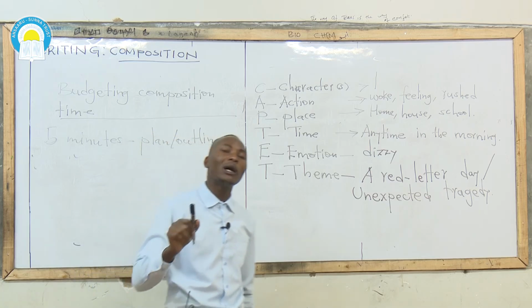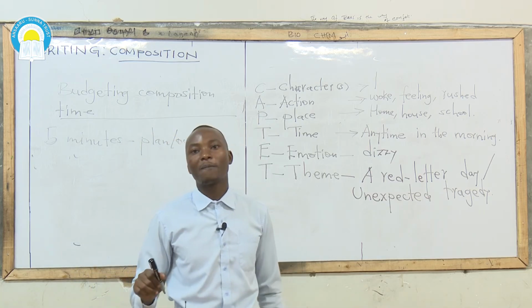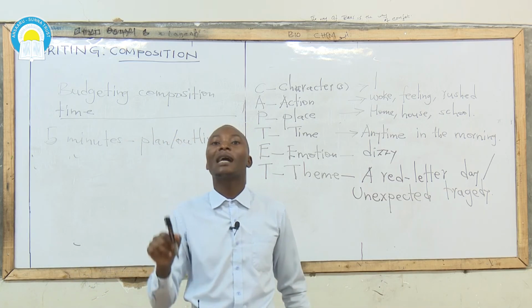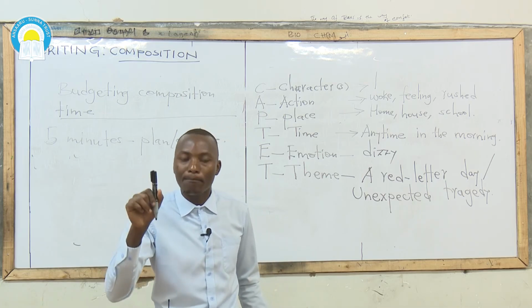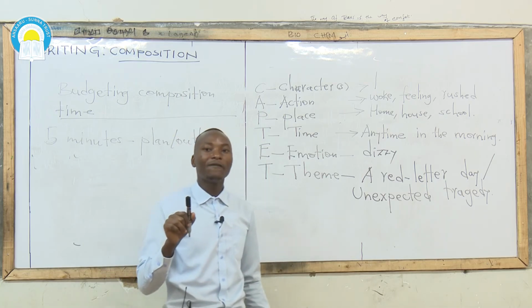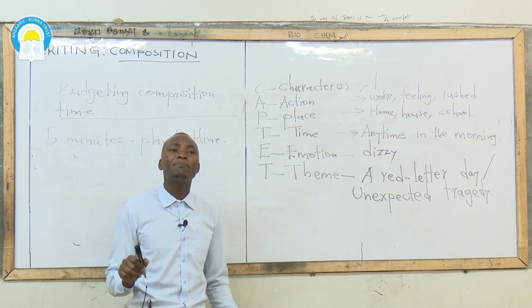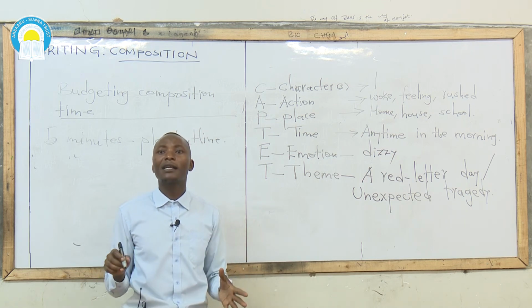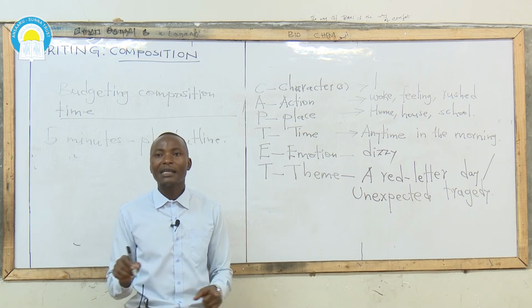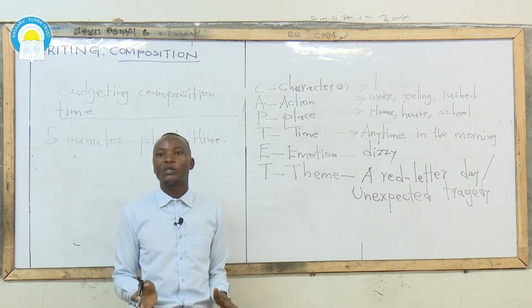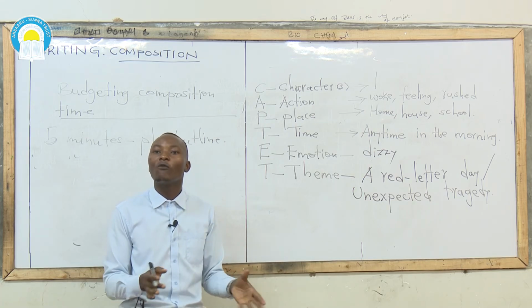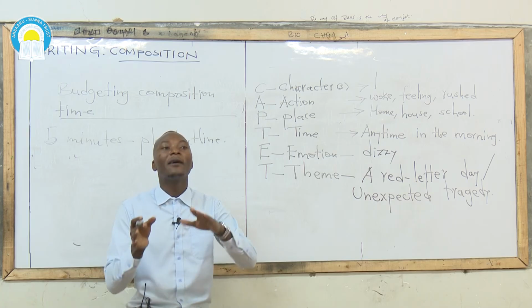Remember, a good composition should have at least 10 paragraphs, where the first and the last paragraphs are very, very important. The first paragraph is the beginning, and it must be very catchy. It must attract the attention of the learner. And then the last paragraph must also relieve the tension of, not the learner, but the reader.